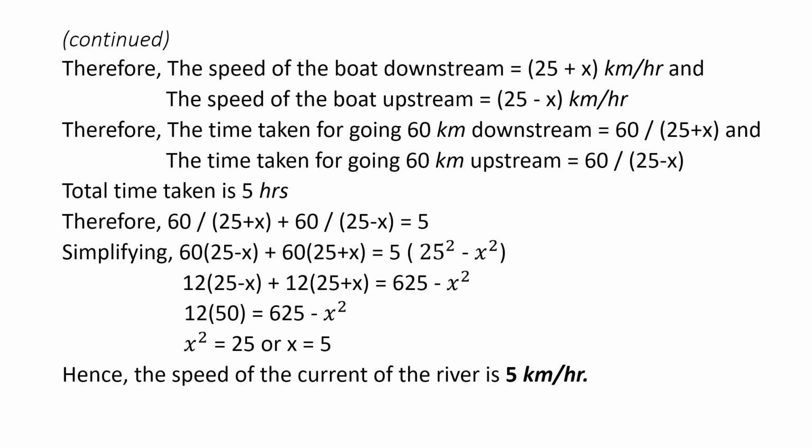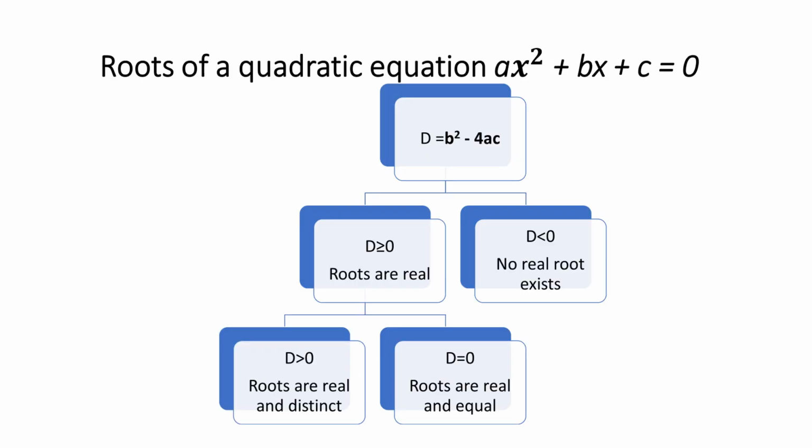So 60 upon 25 plus x plus 60 upon 25 minus x is equal to 5. Now we just have to simplify this equation. The denominator is 25 plus x into 25 minus x, which is a square minus b square, 25 square minus x square. Now when we simplify this equation, we get x square as 25, or x is equal to 5. Obviously it cannot be negative. So the speed of the current of the river, or you can say the speed of the stream, is 5 kilometers per hour.